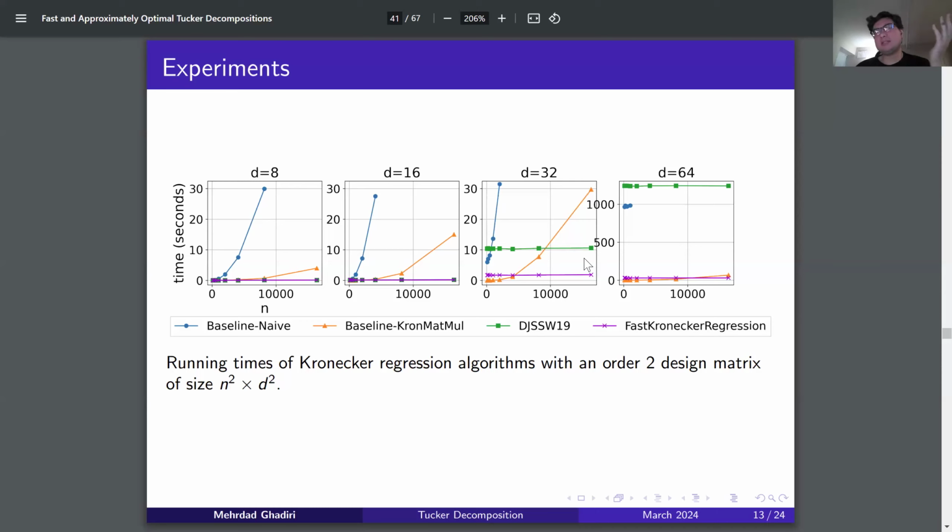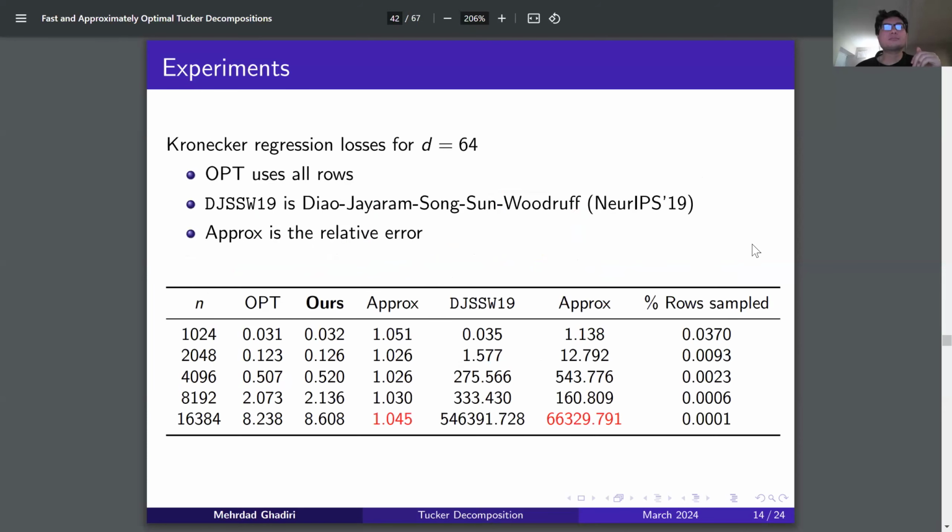The only thing that matters is the size of your core tensor. The other thing you can see is that our running time, for example for d equal to 64, is much smaller. This is in terms of seconds. So this is 1200 seconds, and ours is near 0, maybe 60 seconds or something like that.